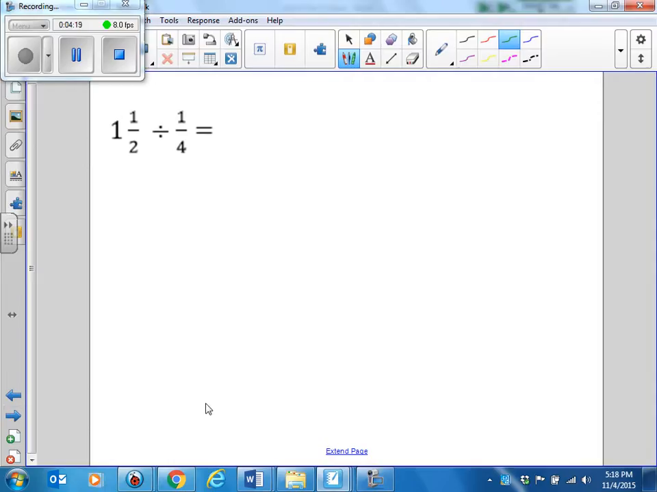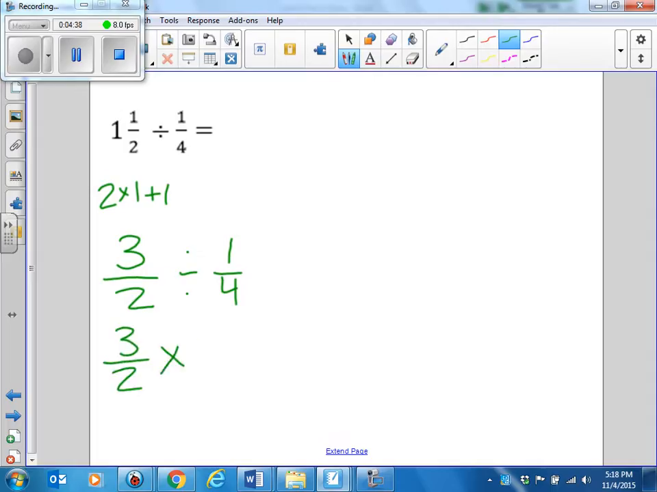My step 1 is convert it into an improper fraction. So I do 2 times 1 plus 1. That's going to give me 3 halves. Then I have divided by 1/4. Now that I've converted it, I have to kiss it. So it's 3 halves times 4 over 1. Now here I can simplify. So I can make this a 1 and make this a 2. And I end up with 6 over 1. 6 divided by 1 is 6.